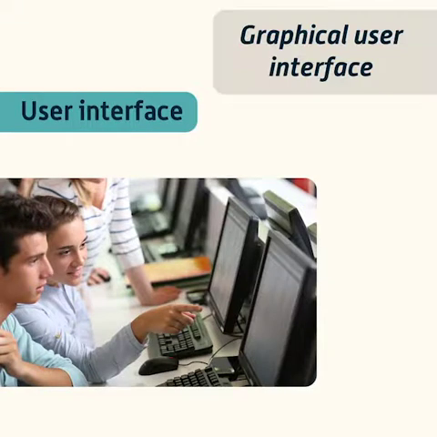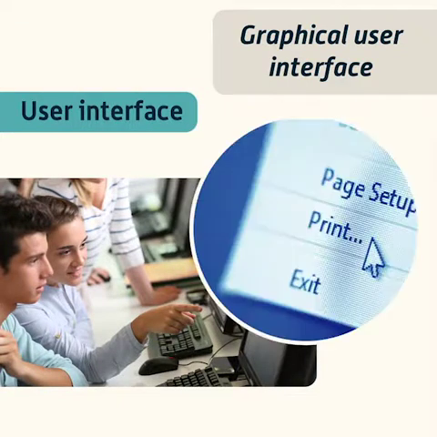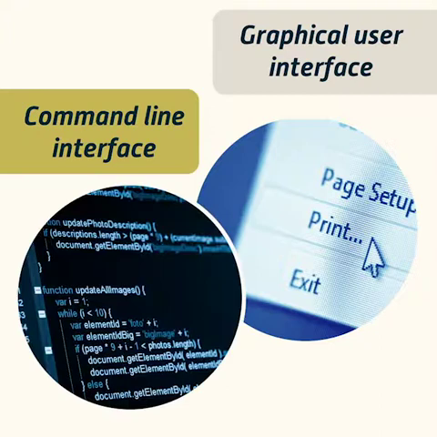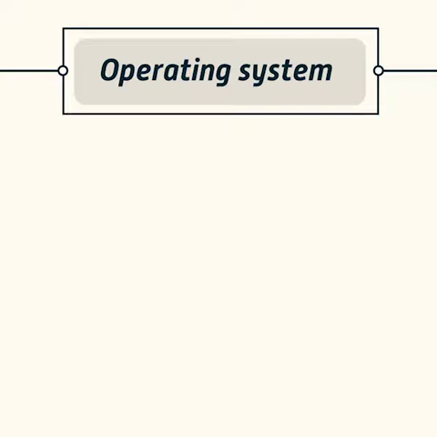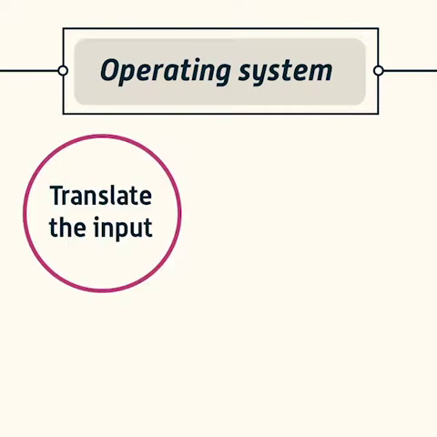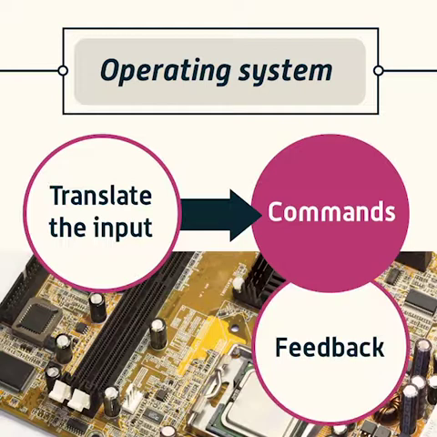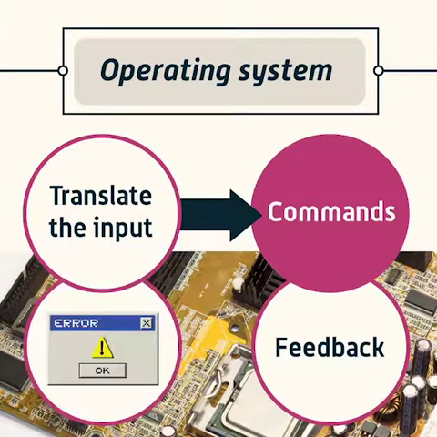This might be a graphical user interface, where the user clicks on icons and menu items using a mouse. Or it might be a command line interface, where the user types in each instruction before pressing enter. It is the job of the operating system to translate the input into commands for components in the computer and to provide feedback, such as error messages, to the user.